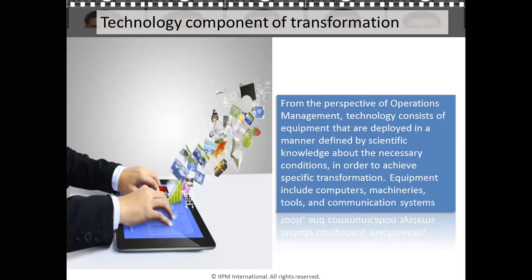All right, welcome back. Technology component of transformation. From the perspective of operations management, technology consists of equipment that is deployed in a manner defined by scientific knowledge about the necessary conditions in order to achieve specific transformation. Equipment includes computers, machinery, tools, and communication systems.